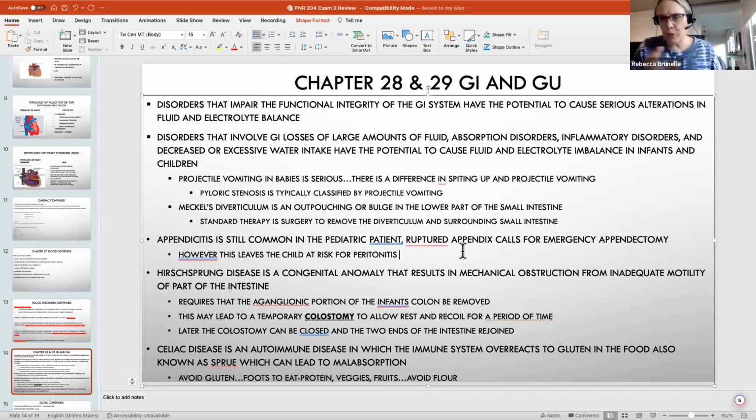And if the appendix ruptured, that's a more serious condition than if they come in with it inflamed, but it hasn't ruptured yet. And it does require surgery.